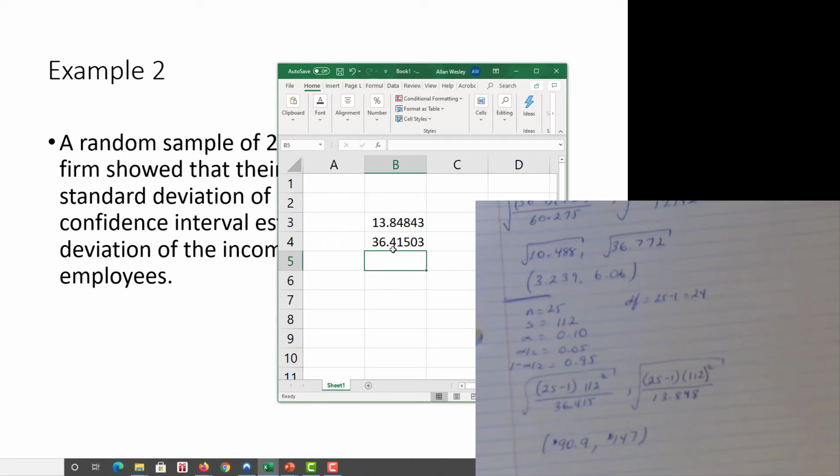Again, it's real easy to miss the square root part of the calculation. Remember, these confidence interval formulas are for the variance. We square root them to get the confidence interval for the standard deviation. That's real easy to miss.